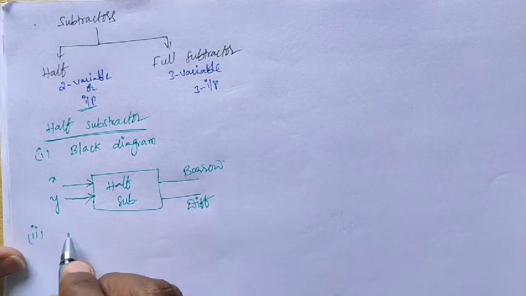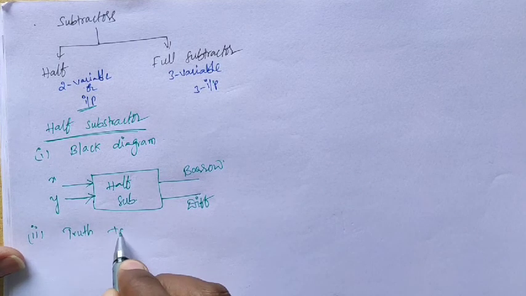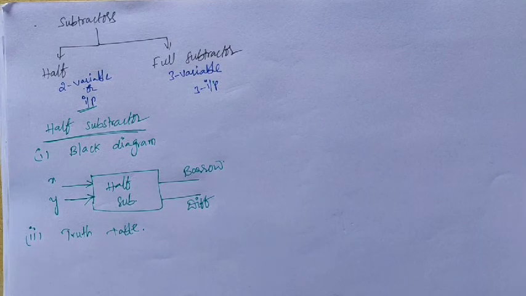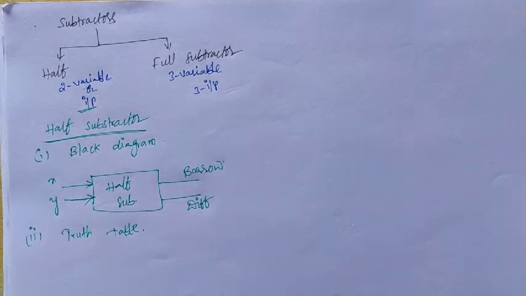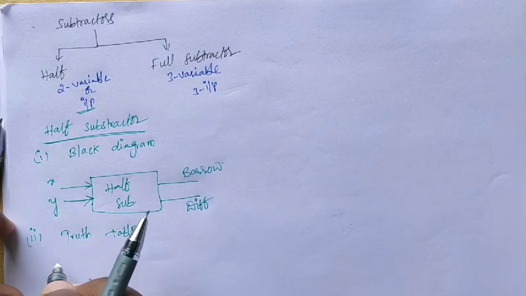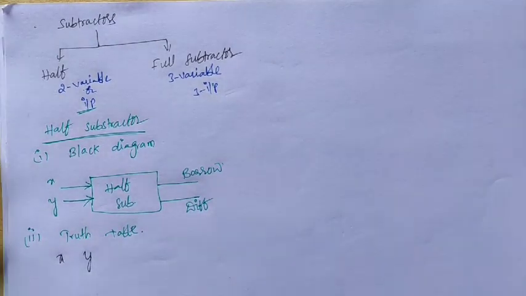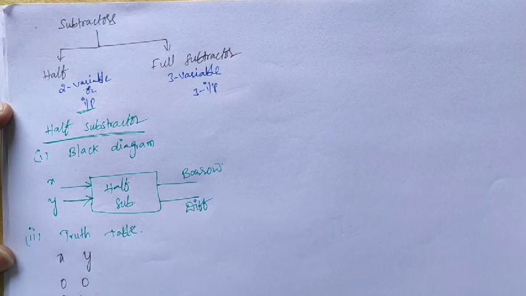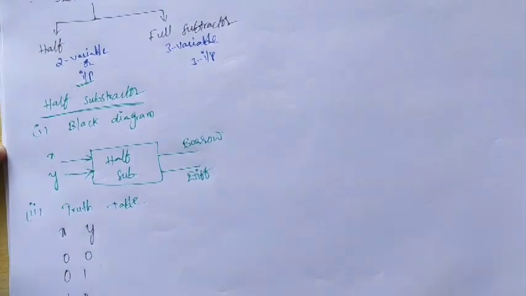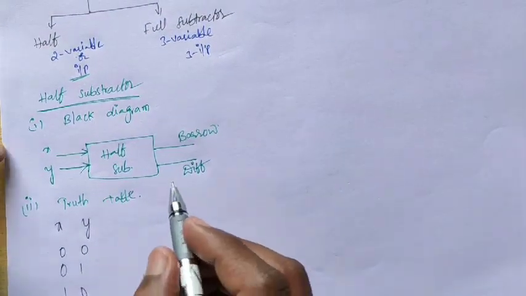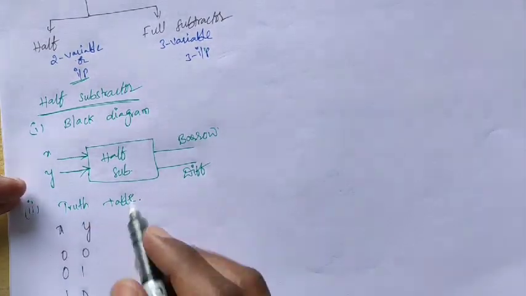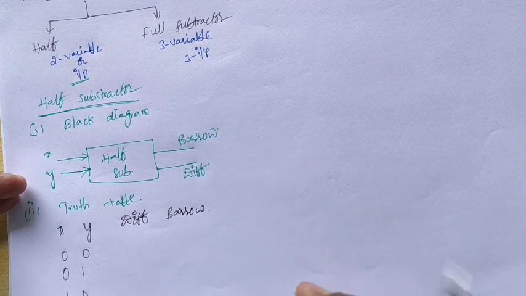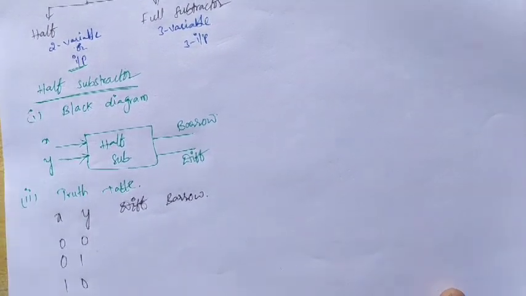The second step is the truth table. In the truth table we have to mention the input and output relation. Here the inputs are x and y, that is two input level. What are the possible combinations? 0 0, 0 1, 1 0 and 1 1. Next, difference and borrow are the outputs. I will explain what the borrow representation is and what the difference representation is.